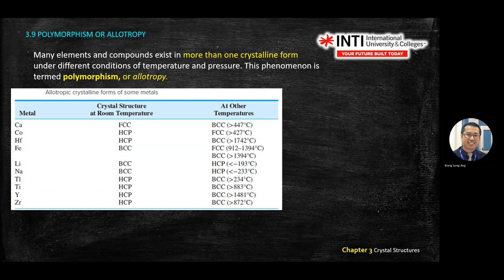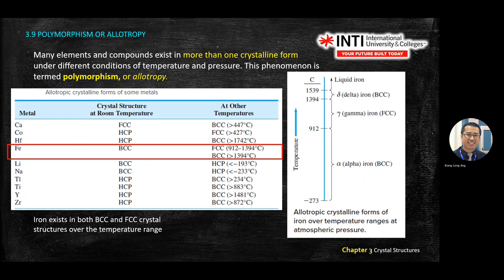In materials science, one term is called polymorphism, meaning it has a change of shape. Poly means many, morphosis means change of shape, right? Or allotropy. So it can change shape. For example, ferrum at room temperature is BCC, but if you raise the temperature to 900 something, it changes from BCC to FCC. Then above 1394, it changes back to a BCC crystal structure. This is called the polymorphism phenomenon.